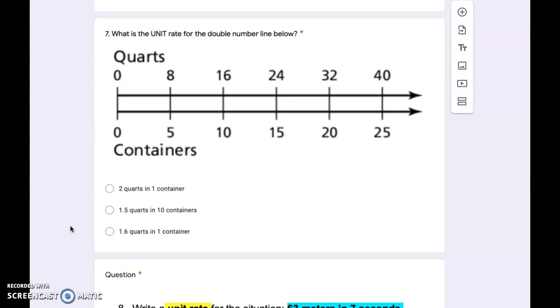Number 7. What is the unit rate for the double number line below? 2 quarts in 1 container, 1.5 quarts in 10 containers, or 1.6 quarts in 1 container.